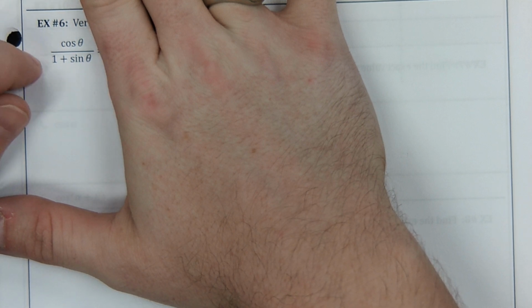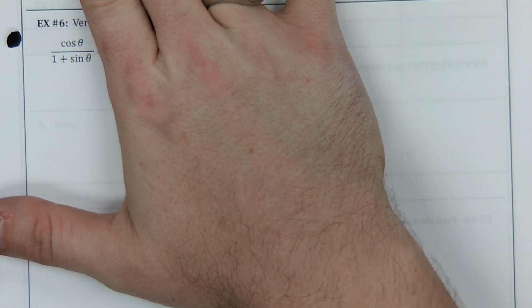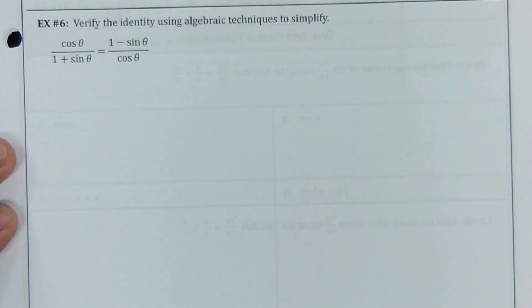This is a single fraction. So it's not like I can try to find a common denominator. The only thing that you're allowed to do to a fraction is multiply the top and bottom by the same number, right? So we know that we're starting with this, and we know we're trying to get to here.